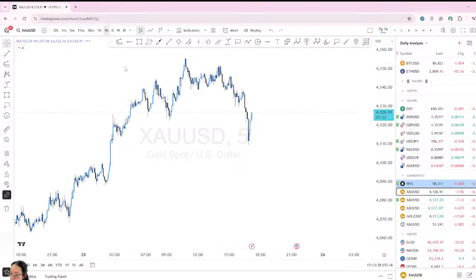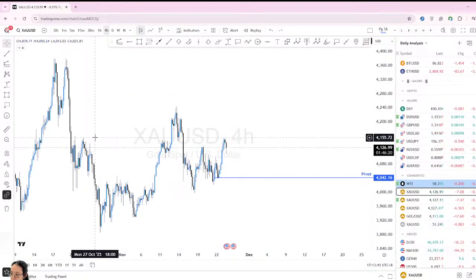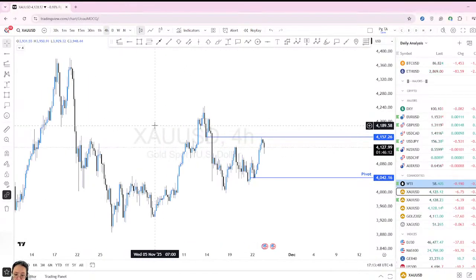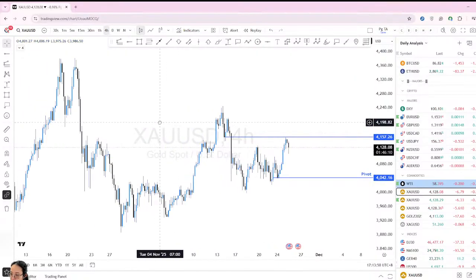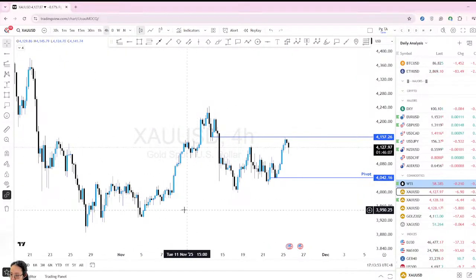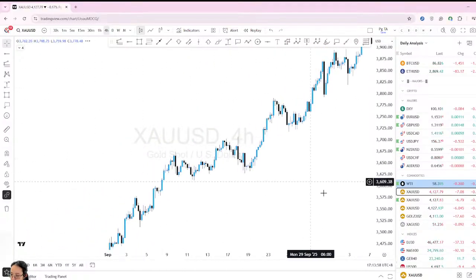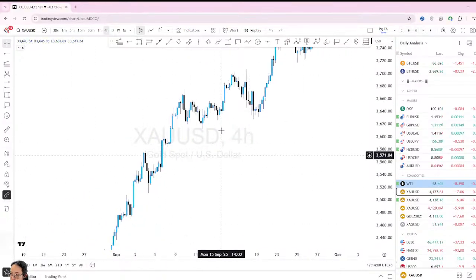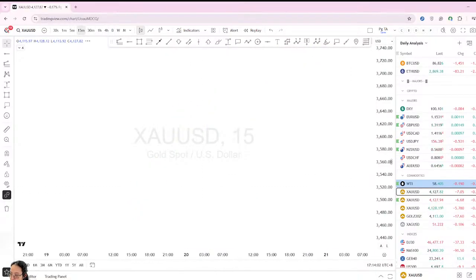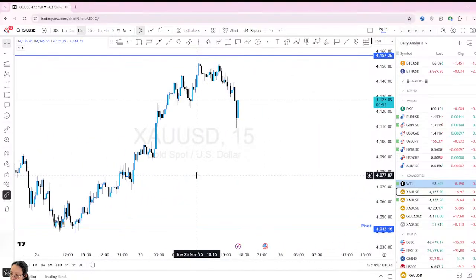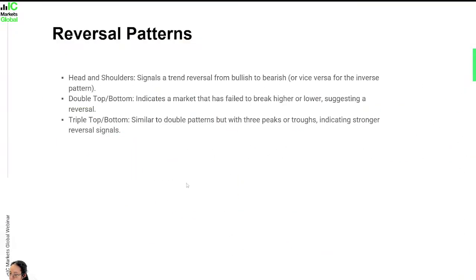Where everybody sells today, anyone? If you sell, you're going to get stopped out at the entry. Anybody sell at this level? Anyone? And another head and shoulder, right? Head and shoulder. Maybe we cannot find it. We're going to find that later.